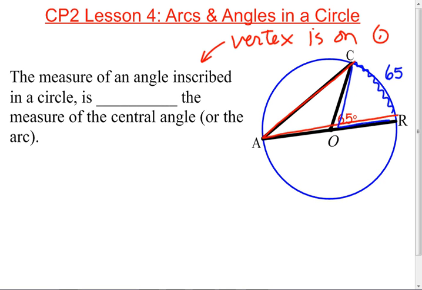Now, look at angle A. Do you think it's equal to 65, smaller than 65, or bigger than 65? Bigger. Look at the picture. There's this. There's that. It looks like it's smaller to me. Okay, well, let's find the relationship. I could just give you the relationship. However, if you forget it, you're in trouble.